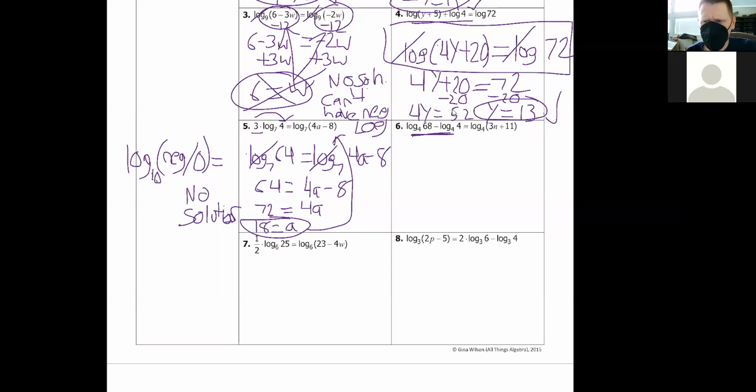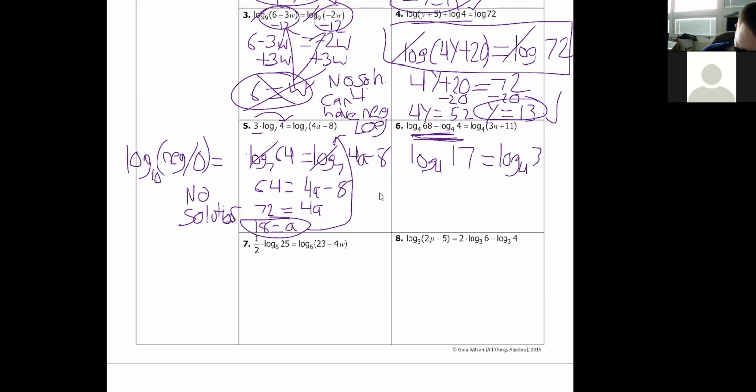But let me know if you're having trouble. I'm going to pause the video, start recording. But the first thing you want to do is combine these two logarithms. Remember, if there's a minus sign between these, you can use the quotient property. So that means you're going to divide your inputs into the log. So 68 divided by 4. I'm going to erase this in a second just for space. Remember, you could combine those like that. But 68 divided by 4 would be 17.